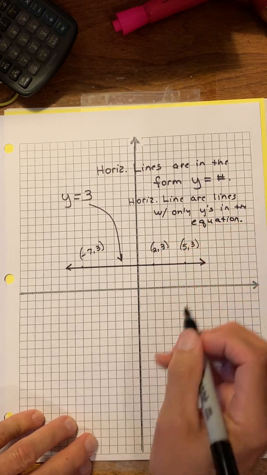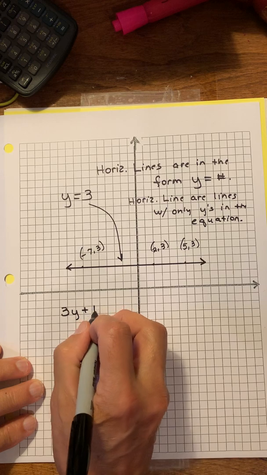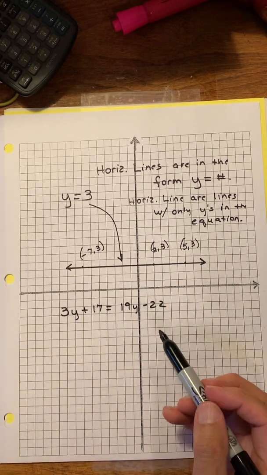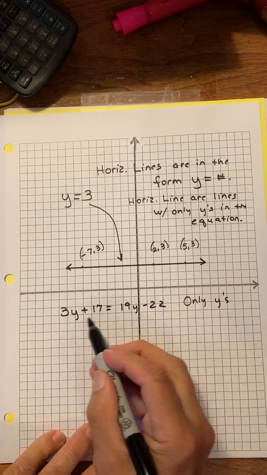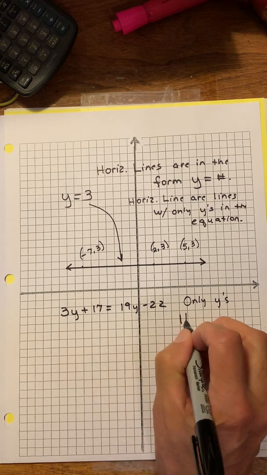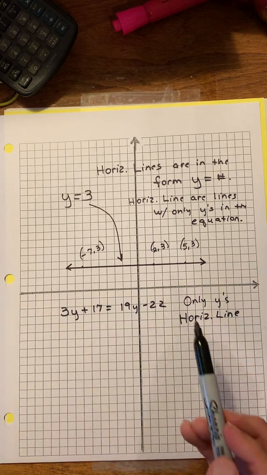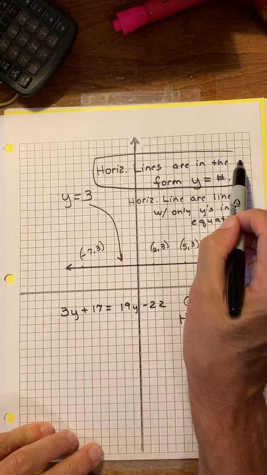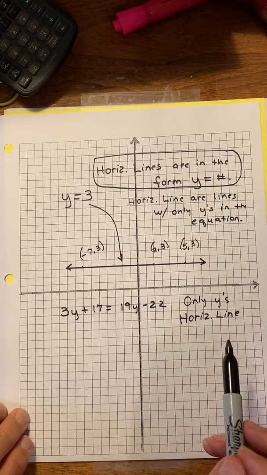So if you have an equation like this, if you have an equation that has only y's, you may not know exactly what it looks like yet until you do some solving, but this is a horizontal line. Very important concept. Horizontal lines are lines that can be expressed linearly in the form y equals some number.